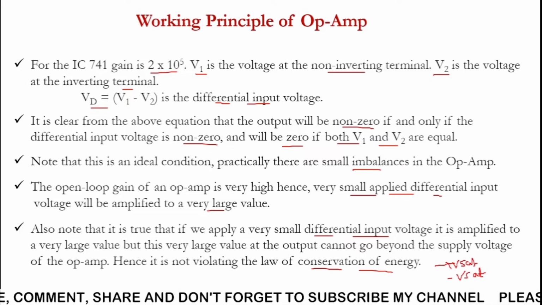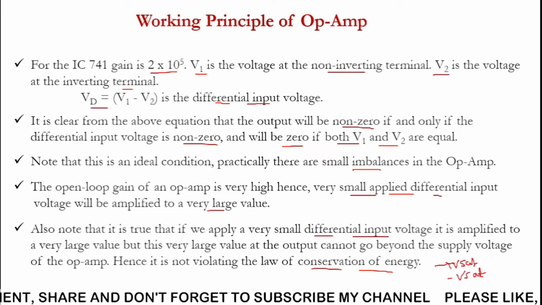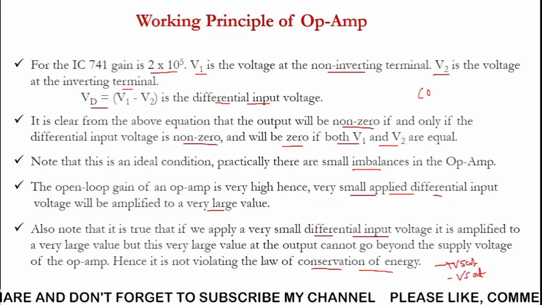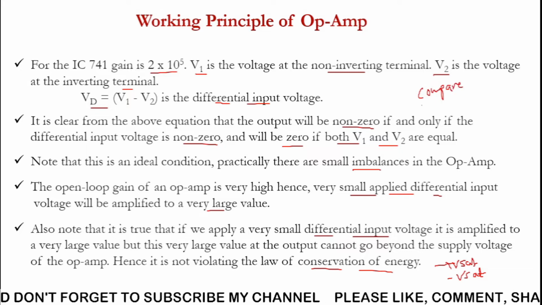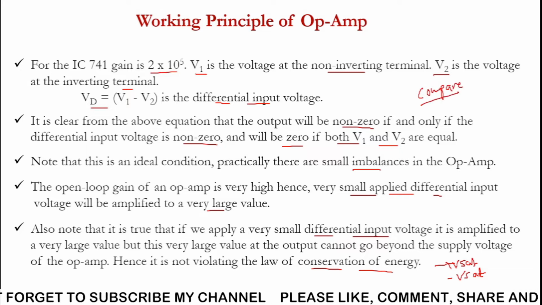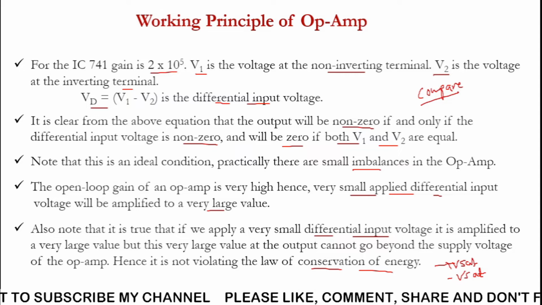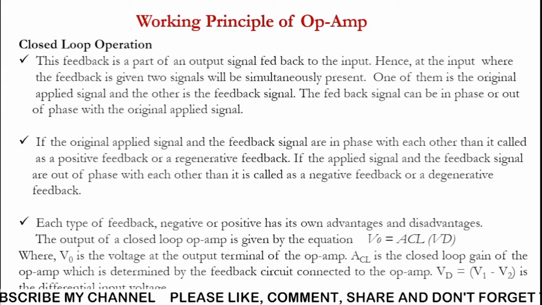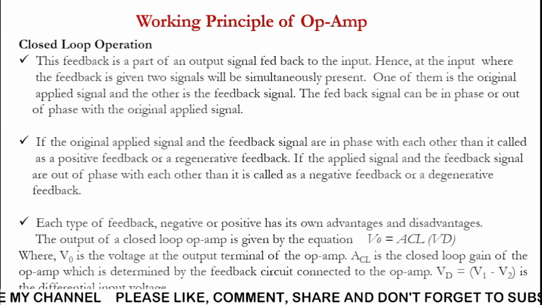Open loop operation can be used in a few circuits, but in most cases we are going to use closed loop operation. So in the comparison between open loop and closed loop, most of the time we use closed loop operation. So what is a closed loop operation?